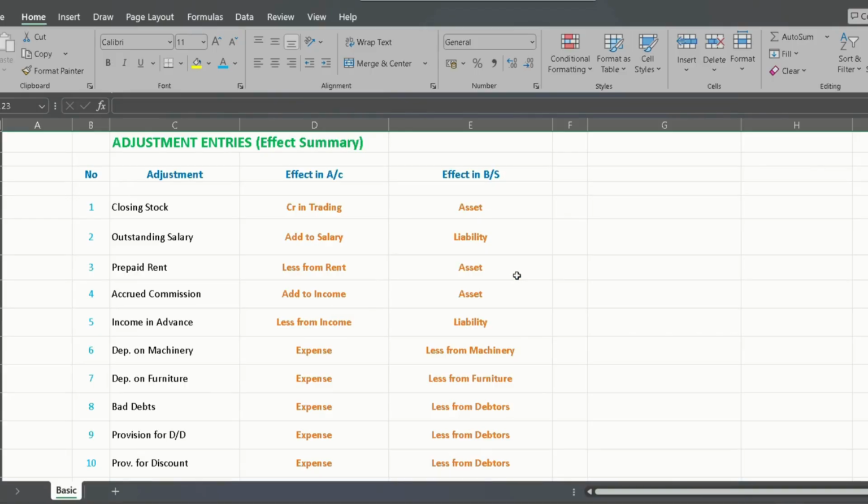Depreciation on machinery. Debit side of profit and loss account. Less from the machinery in asset side. Depreciation of furniture. Debit side of profit and loss account. Less from furniture in asset side. Bad debt. Debit side of profit and loss account. Less from debtors in asset side.